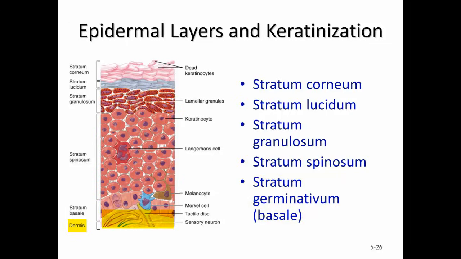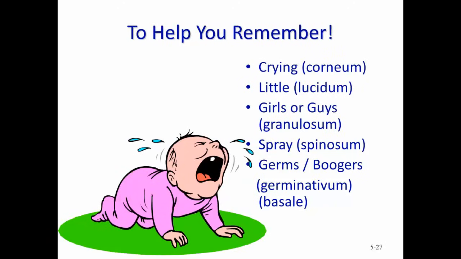That's the epidermis. Now, if we go below that, we're into the papillary layer of the dermis. And again, this is where the blood vessels are. Okay? Now, again, how do we remember this? Here's our mnemonic. Don't forget, crying little girls spray germs, if we're talking about germinativum. Or crying little girls spray boogers, if we're looking at basal. So here's a crying little girl spraying boogers all over the place.